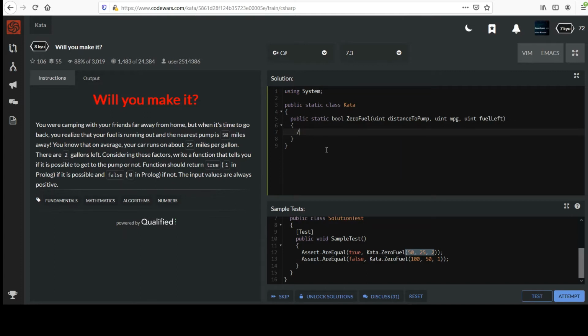So, you know what? Let's just do some parameter checking just because it's the right thing to do. If distance to pump is less than 0, or, remember the double vertical bars are the OR operator, or MPG is less than 0, or fuel left is less than 0. Any one of these are sort of saying, that's invalid data. So I'll just say throw new exception. And as long as they were honest about providing good input, this will never actually trigger. So we know we have our positive values at this point.